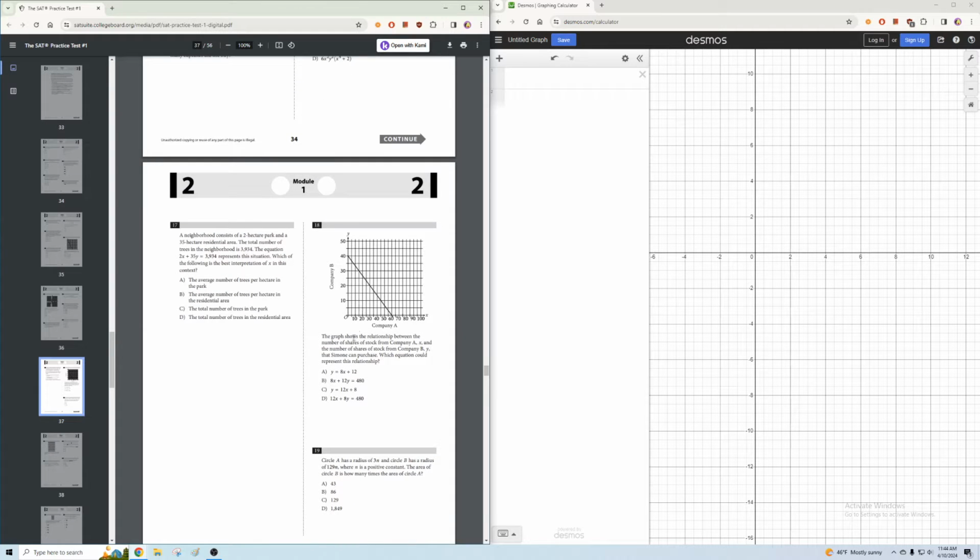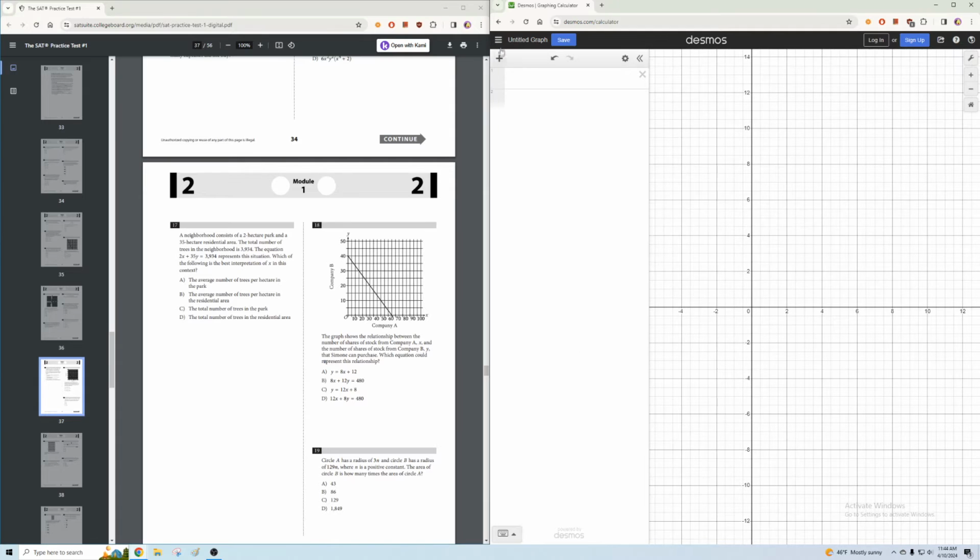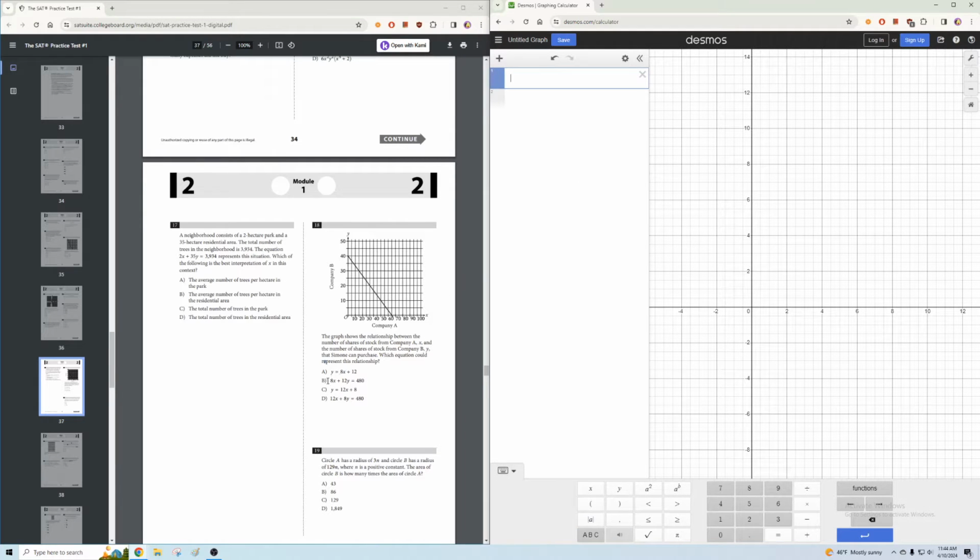All right, so let's look at this one. The graph shows the relationship between the number of shares of stock from company A, which is your X variable, and shares of stock from company B, which is your Y variable, that Simone can purchase. Which equation could represent this relationship? I love the names that they come up with. Okay, so you could sit and graph, but I don't really know if it's the best play here. Looks to me like we have an intercept at 0, 40 and then 60, 0.